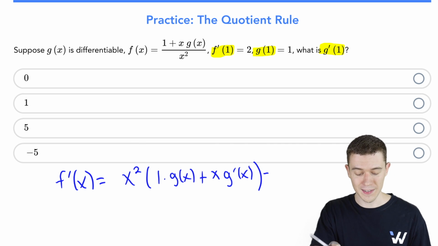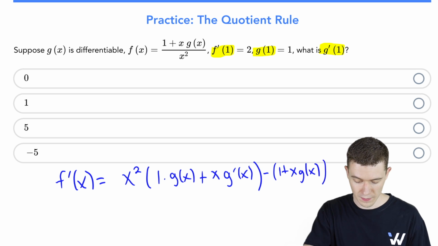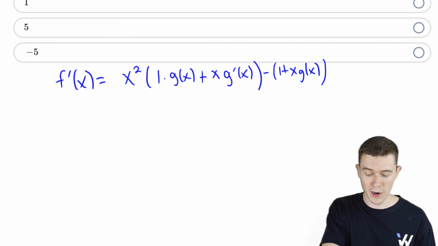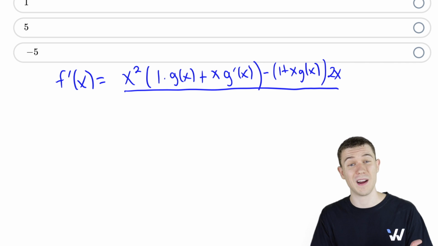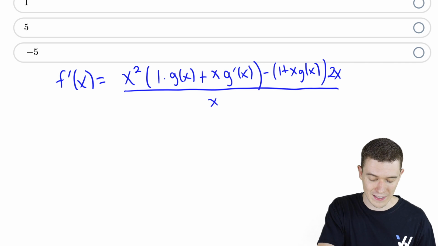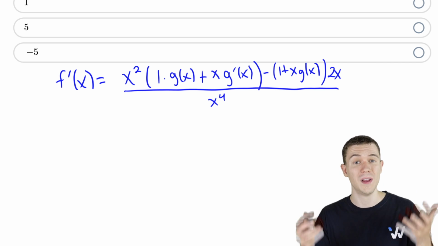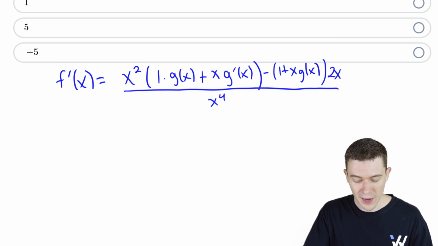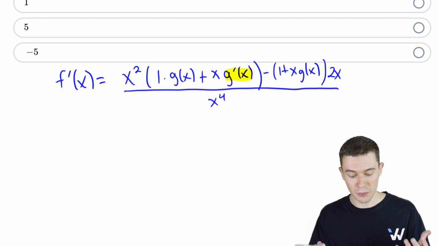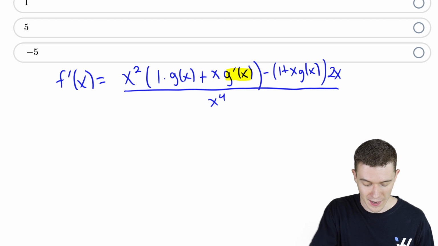Then we need to go minus high d low. So that's minus 1 plus x g of x. And what's the derivative of x squared, the low function? It's 2x. This is all over low squared. X squared squared is x to the 4th. Wow, that was a tough derivative. We had a product rule inside a quotient rule with abstract functions, and we're not even done yet because our job was to find g prime of 1. There's the g prime. So we need to plug in x equals 1 here, everywhere I see an x.